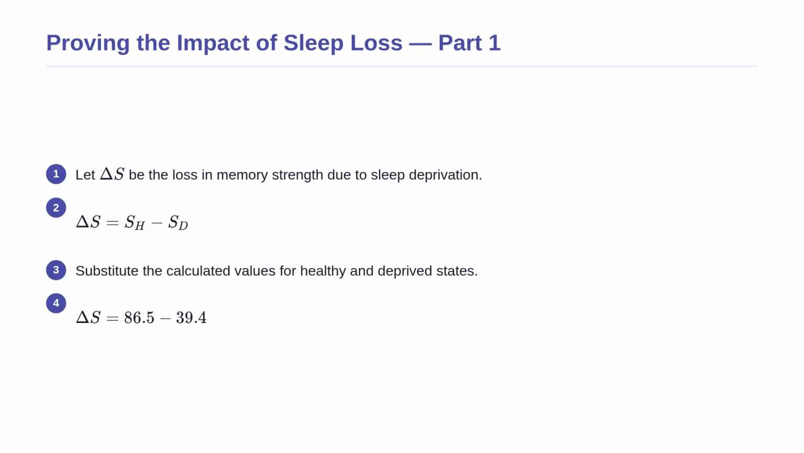Having calculated both scenarios, we can now mathematically prove exactly why sleep is so critical for learning. We will set up a proof to find the absolute loss in memory strength, which we will call delta S. To find this, we take the memory strength from the healthy sleep scenario and subtract the memory strength from the sleep-deprived scenario. We substitute the values we just calculated, 86.5 units for the healthy brain and 39.4 units for the sleep-deprived brain. This setup allows us to quantify the exact biological cost of skipping sleep.